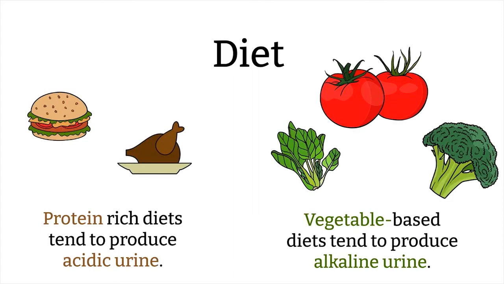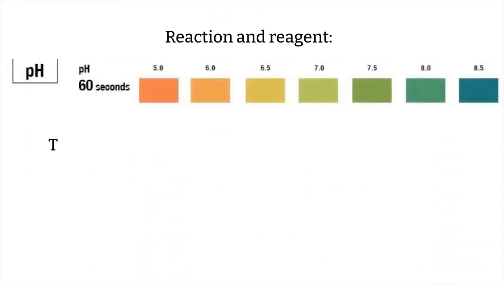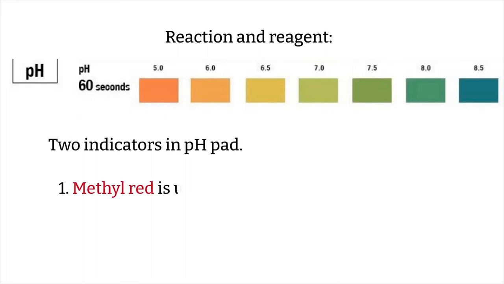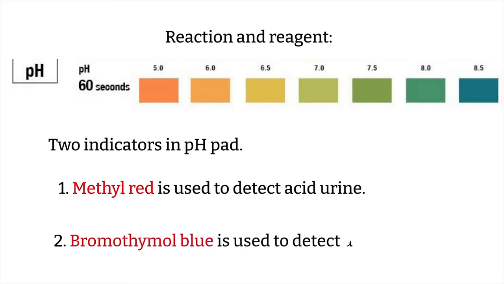The chemical pads indicate pH by using two different indicators. One indicator will change from orange to yellow when the urine pH is 5 to 6.5. Another indicator will change from green to blue when the urine pH is between 7 and 8.5.